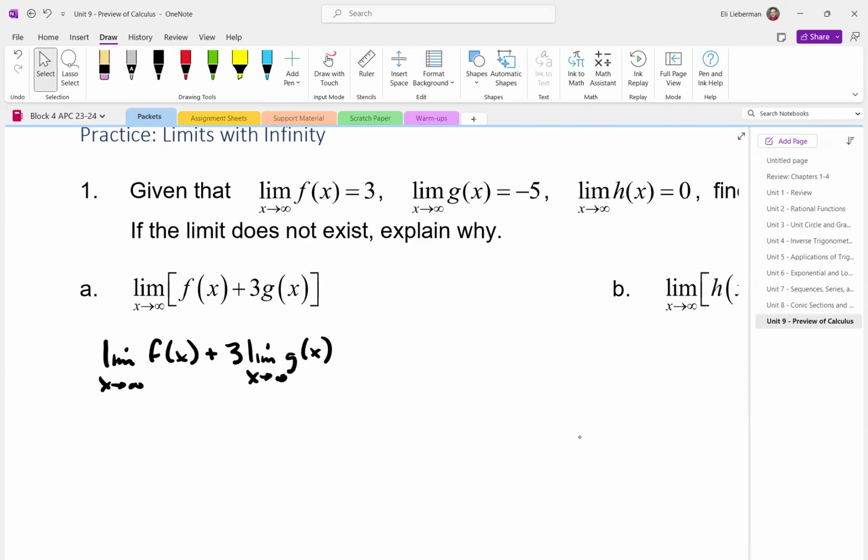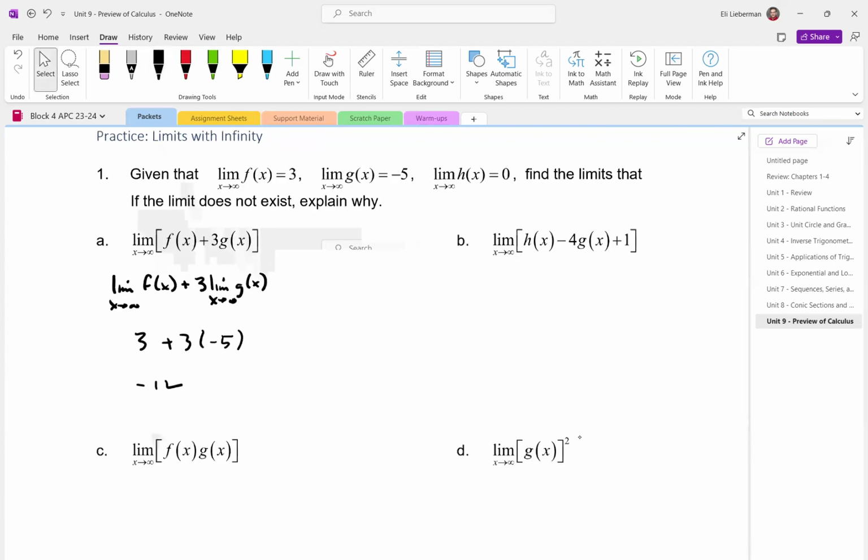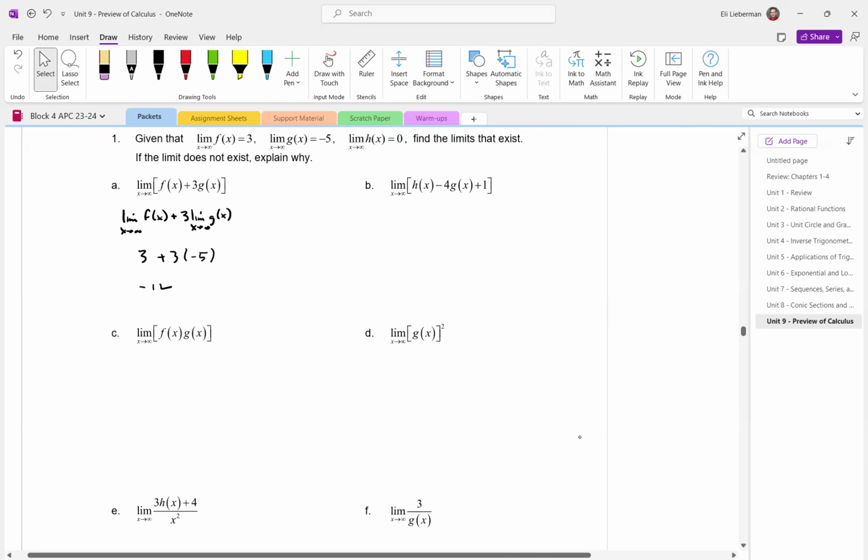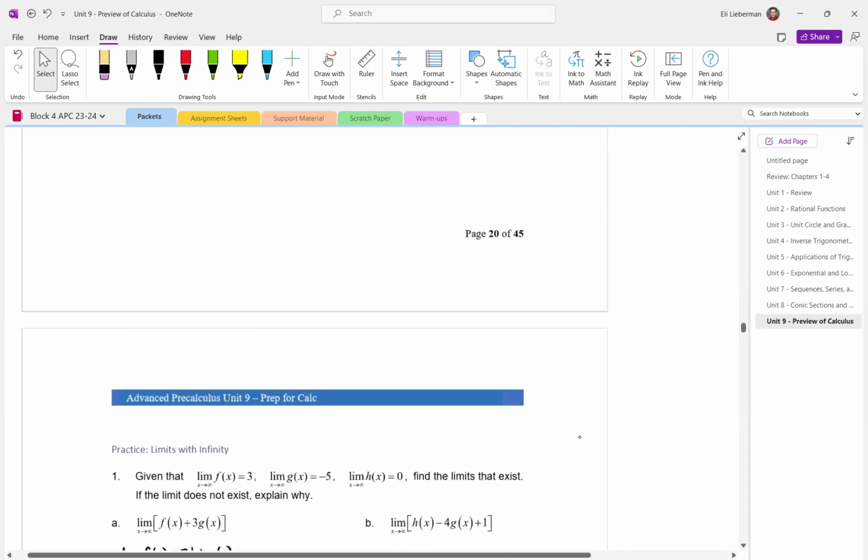If you got it, on a count of 3, I'd like to hear it. 1, 2, 3. Negative 12. Are we good? We know this first part is, what is it? 3 plus 3 times -5 is just -12. That's it. So if you look through these, and we're not going to do these now, but when you do these, it's going to be the same kind of thing. You just follow those basic properties of limits.